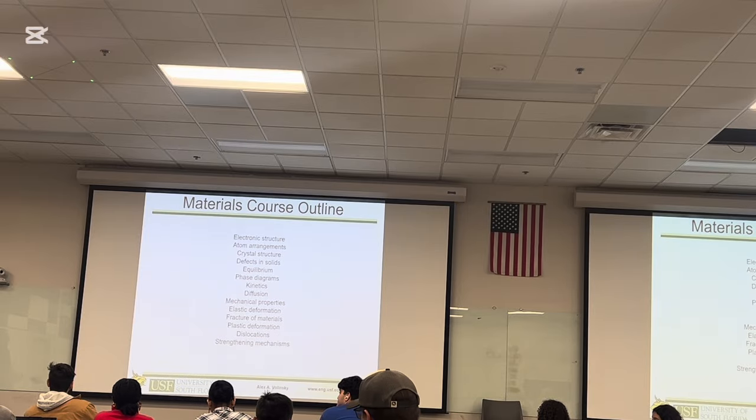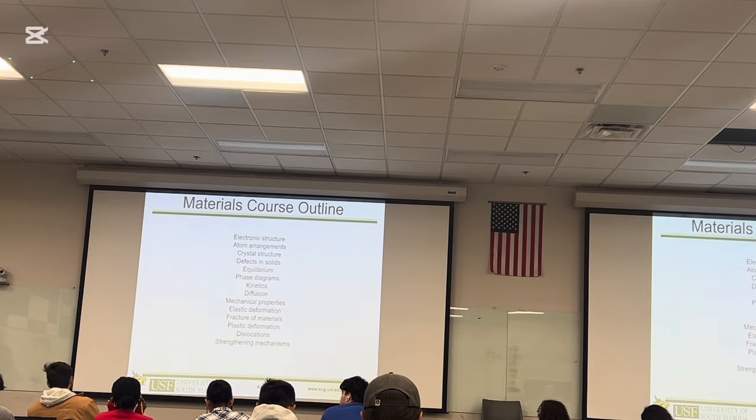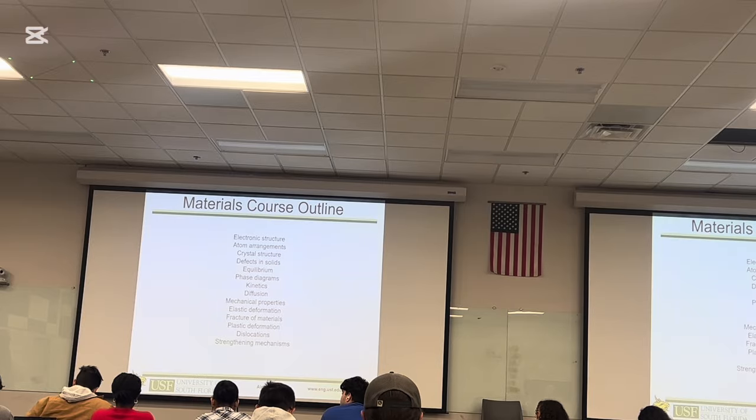And kinetics and diffusion. So the cell phone that you have, or the laptop that you have, was put together because there are some microchips in there that are all assembled together in the microcircuit, and they went through what's called a reflow process. And obviously we get kinetics, diffusion, mechanical properties, elastic deformation, fracture, plastic deformation, dislocation, and strengthening mechanisms of how to make materials stronger.